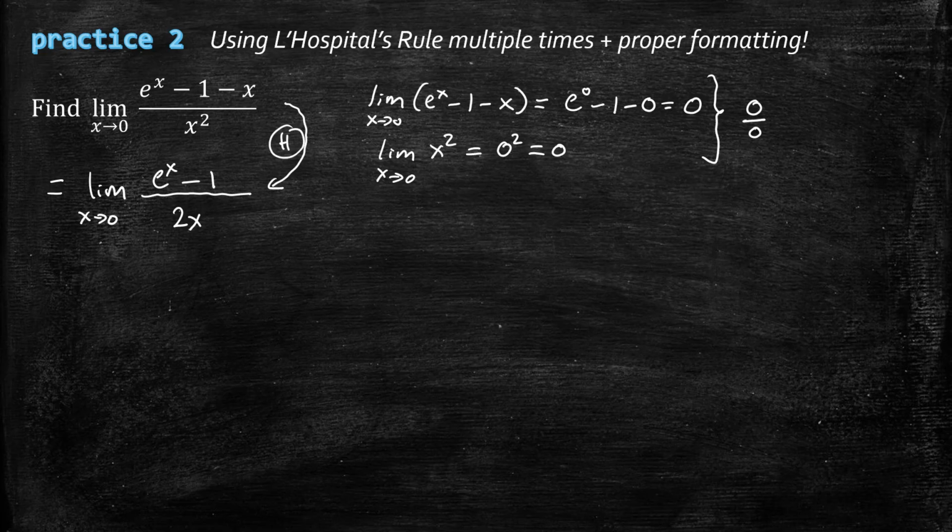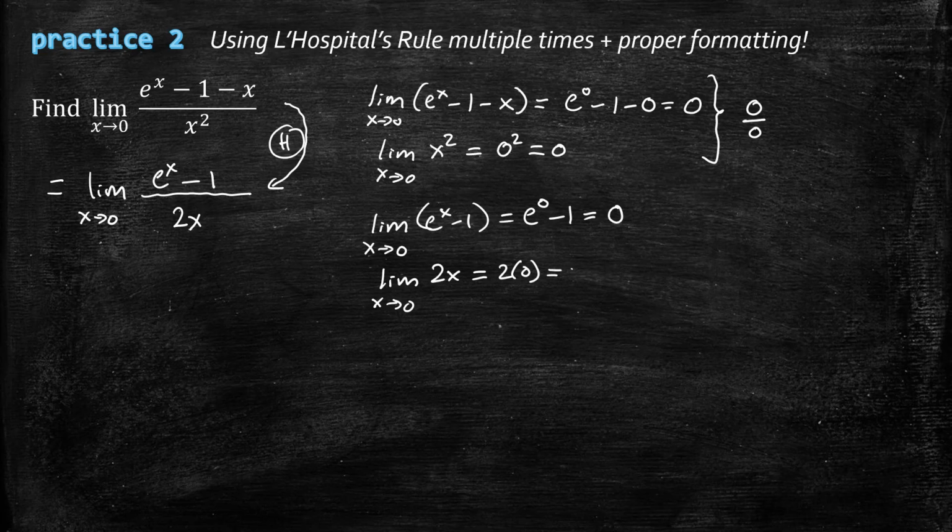Now, if I plug 0 into the numerator and denominator again, I think I'm going to get 0 over 0. So let's look at it one more time. So now let's take e to the x minus 1, and that's e to the 0 minus 1. 1 minus 1 is 0. And the denominator function, 2 times 0, also 0. So we have another indeterminate form of 0 over 0. And so we can apply L'Hopital's rule another time.